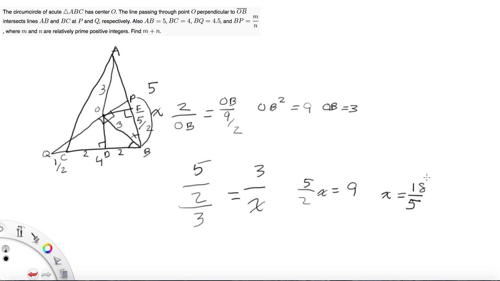And so this is our final answer: 18 over 5 is the length of BP. I'm going to write that in. Since this is an AIME problem, they want the fraction BP equal to m over n, and they want to know m plus n. We can quickly check that 18 and 5 are relatively prime, they share no common factors. So 18 plus 5, which is m plus n, is equal to 23. If you were actually doing the AIME test, you'd put in 23.